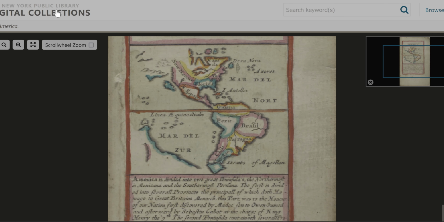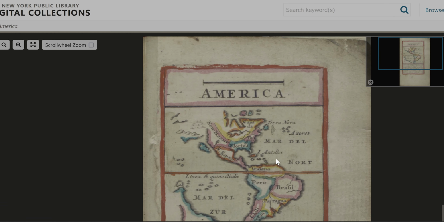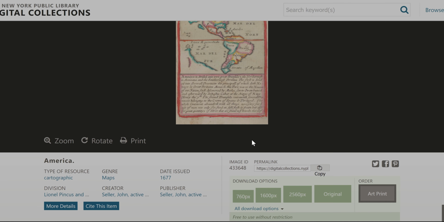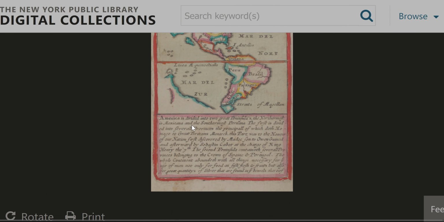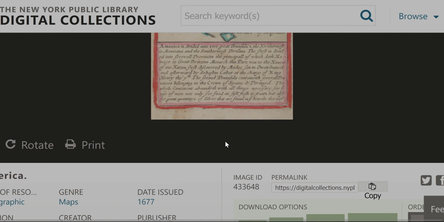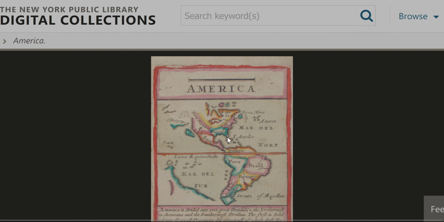Because I found this on the New York Public Library digital collections. It's a type of playing card from an old game, and it was issued in 1677. So this was a card game from 1677. It's talking about America. We've got a little map. So this is what they knew of America in 1677, which makes sense if it was only discovered in 1592, don't you think? They've only discovered this much.